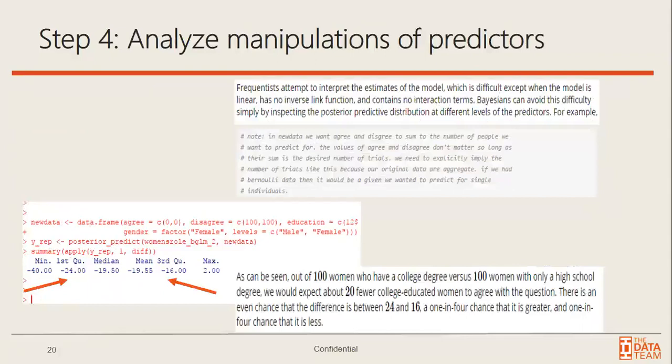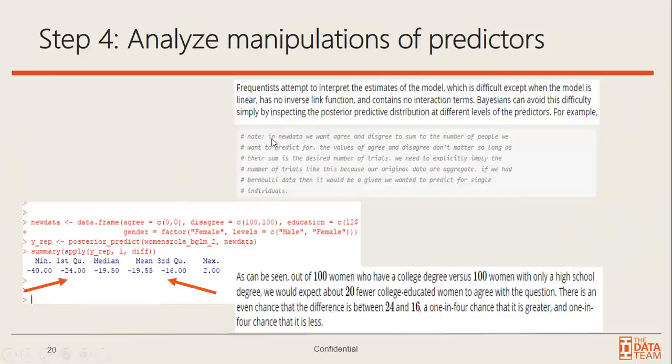Okay, so what we see here is that out of 100 women who have a college degree versus 100 women with only high school, we expect only 20 fewer college-educated women to agree, and the differences lie in the range between 16 and 24. This is what is being depicted here in this graphical output, in fact.